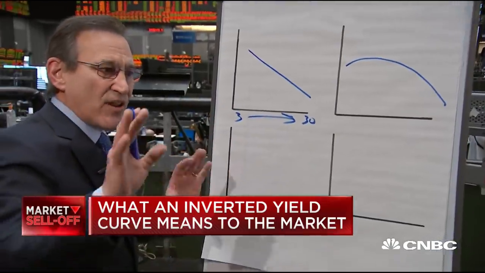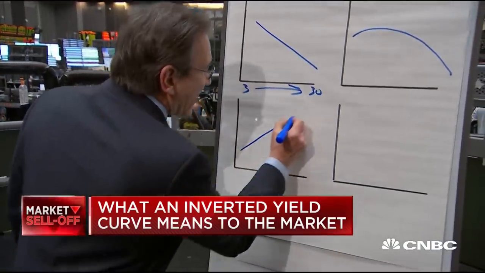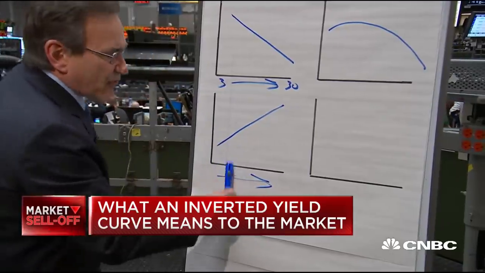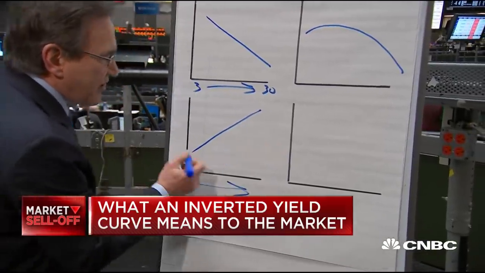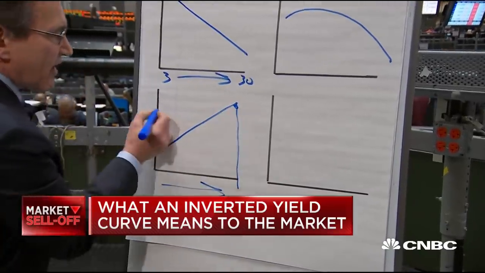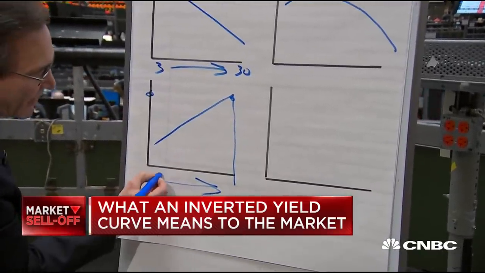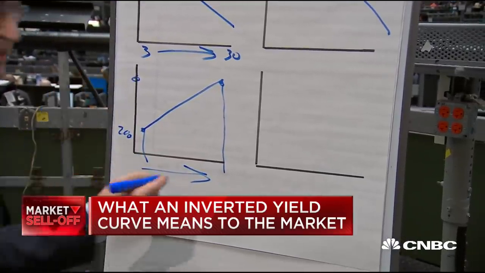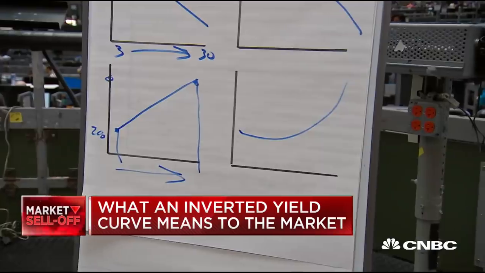Now, if we want to know what a normal curve is like, it's exactly the opposite. So as you go through time, 1 year, 3 year, 5 year, 7 year, 10 year, the maturities, you see the yields go up. So if you had a 30-year that was around 3%, you could have a 2 year that was at 2%, normal slope. Doesn't have to be exactly like that. Sometimes it could be curved.